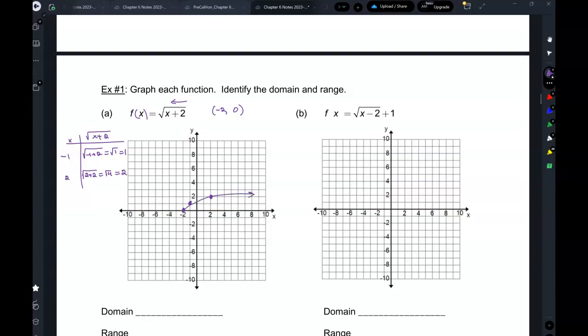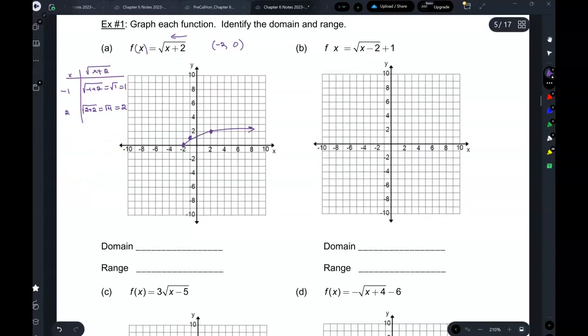Okay? So what's the domain? X is greater than or equal to this number here, negative 2. Okay? What's the range? Y is greater than or equal to this number, 0. Okay?